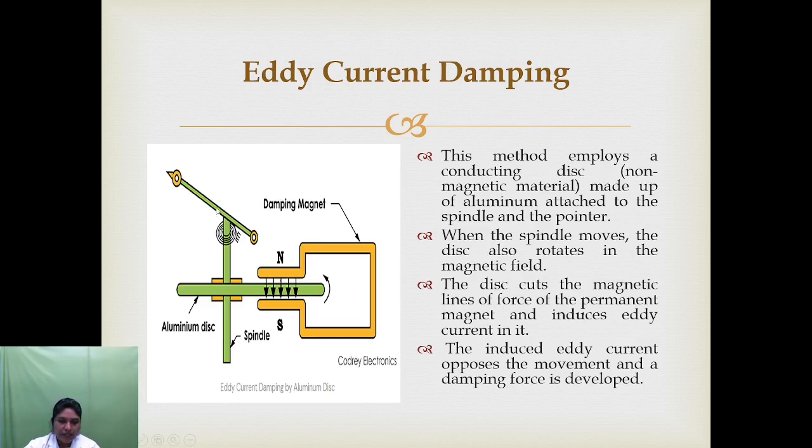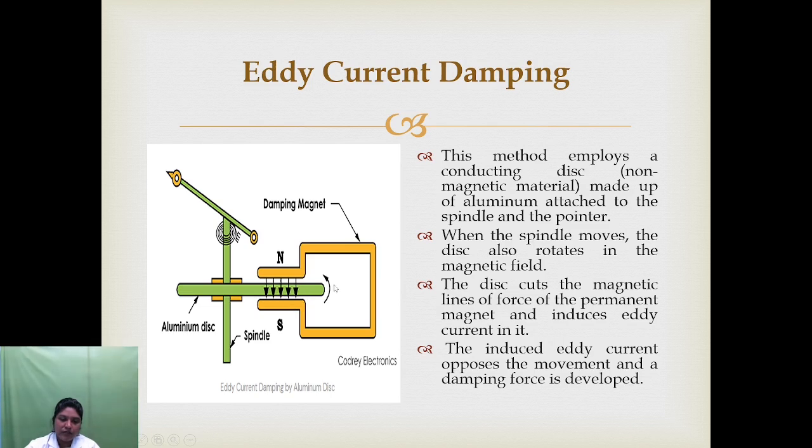In this method, the spindle carries the pointer and is attached to an aluminum disc. This is the spindle, attached to the moving system, and here there is an aluminum disc. There is some operating current, which makes the pointer deflect at some angle. If we place a permanent magnet with north and south poles, a magnetic field is produced, and the disc rotates based on the deflection due to the current. That disc moves and makes the pointer move. The disc rotates under the influence of the magnetic field from north to south.